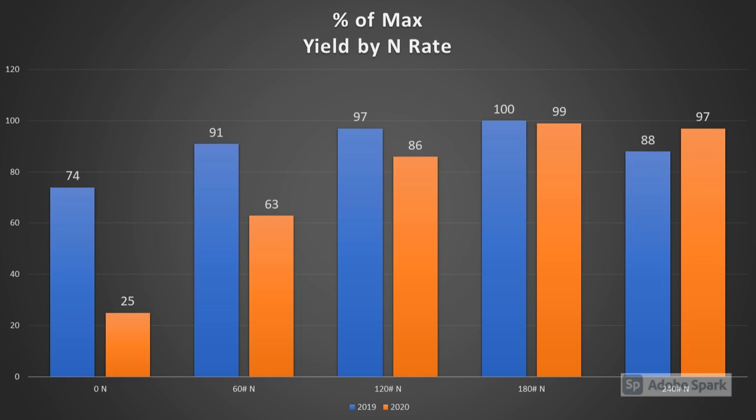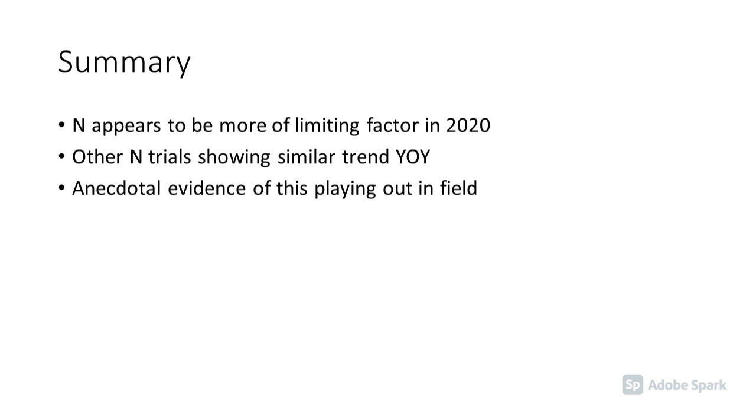Now compare that to 2020 yields. At no nitrogen, we only achieved 25% of maximum yield, and at 60 pounds of N, only 63%, and we still didn't even hit 90% of maximum yield at 120 pounds of nitrogen.